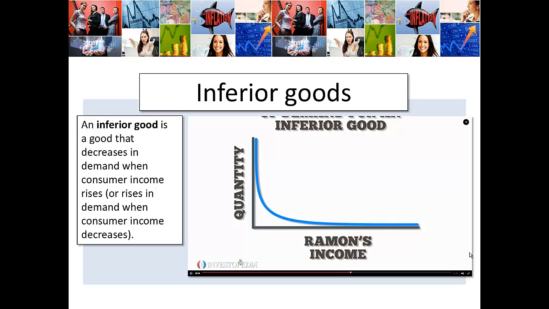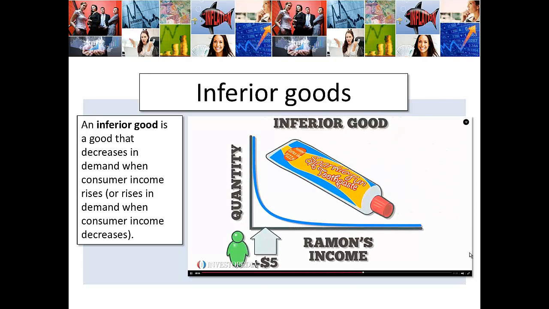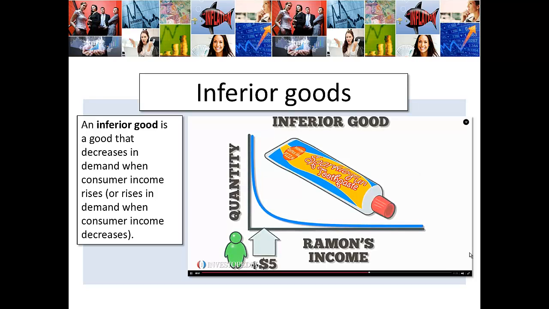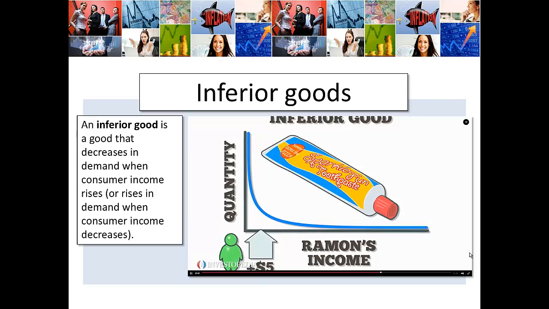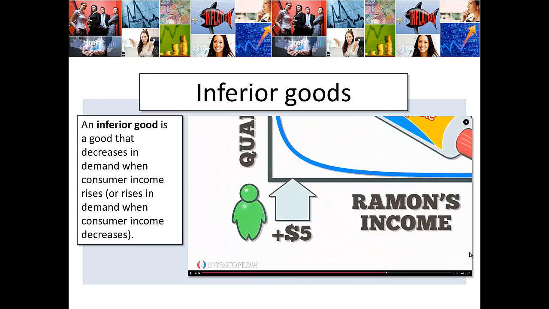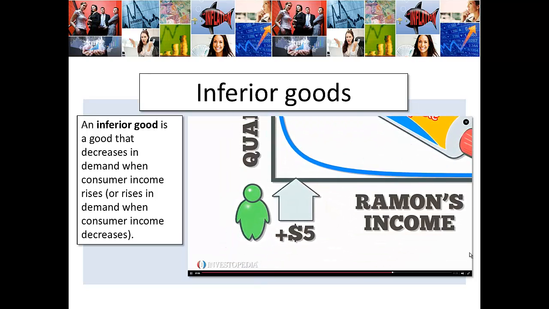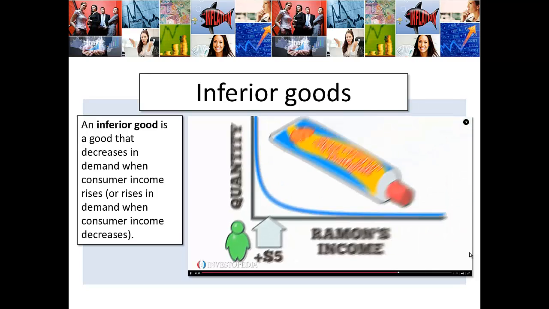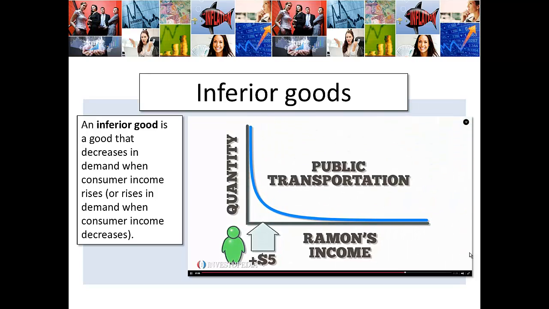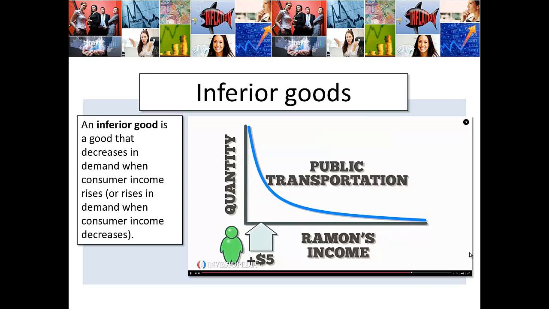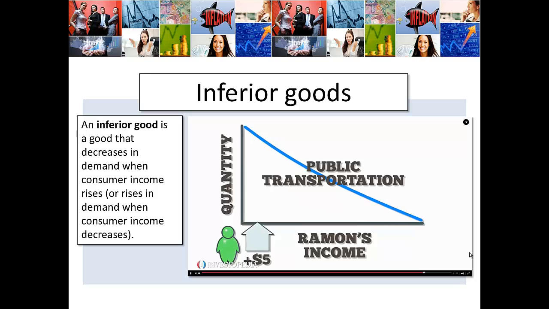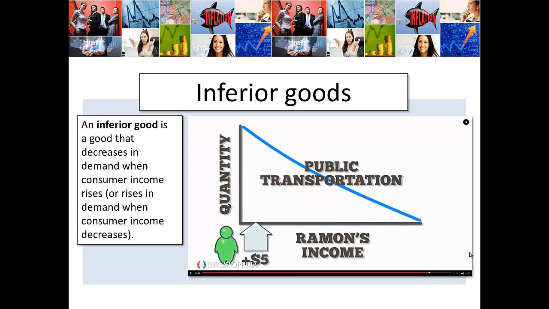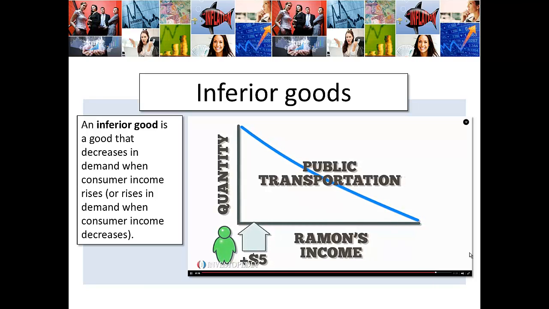For instance, if Ramon received a $5 a week increase in pay, he might switch from a generic brand of toothpaste to Crest toothpaste. The toothpaste would be said to have a steeply sloping elasticity of demand curve, but the $5 a week increase will not cause Ramon to rip up his bus pass and buy a car. For that to happen, Ramon would need a much larger increase in his income. Therefore, the elasticity of demand curve for public transportation is much flatter because it takes a large increase in income for demand to drop.